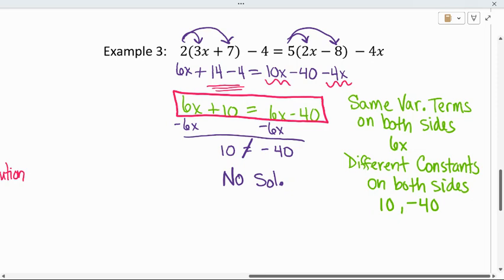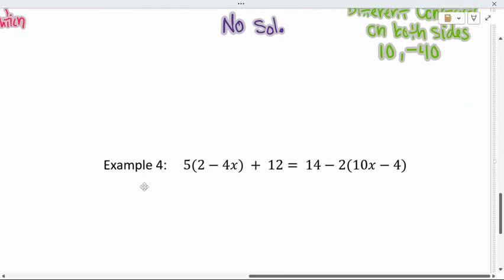So when you have the same variable term on both sides, so this is when you have a binomial equals a binomial, and you have the same variable term on both sides, you know that those are going to cancel out. If your constants are different, that means that they're not equal to each other, right? And so that should be an indicator to you that there's no solution. That's how you can identify that, okay? Questions about that one? Raise your hand if you need more time. Okay, I'm going to go on to example number 4. You guys are doing great.